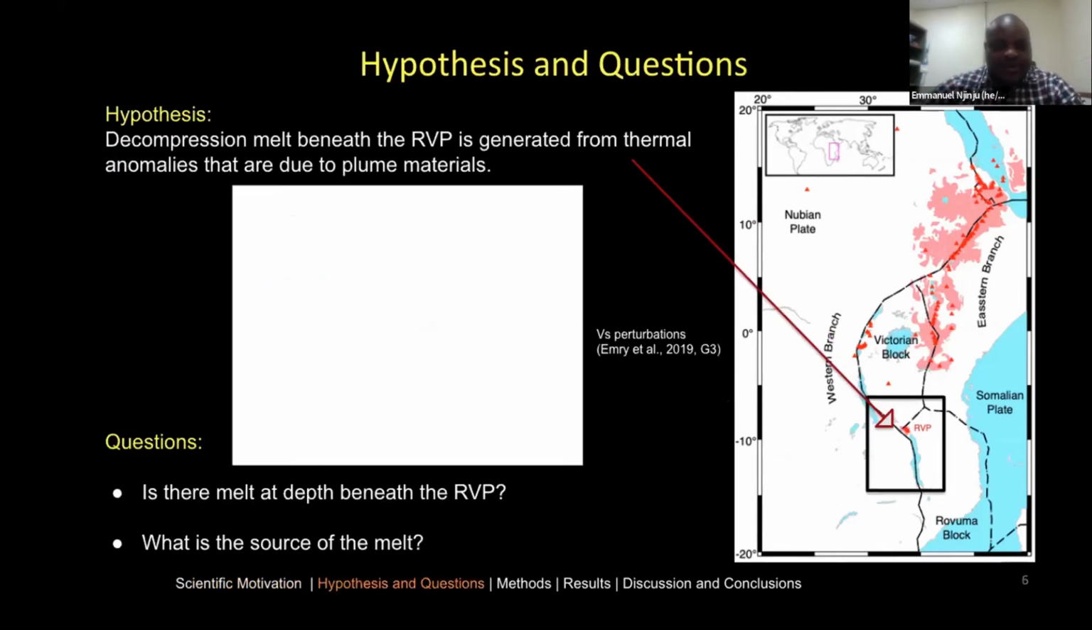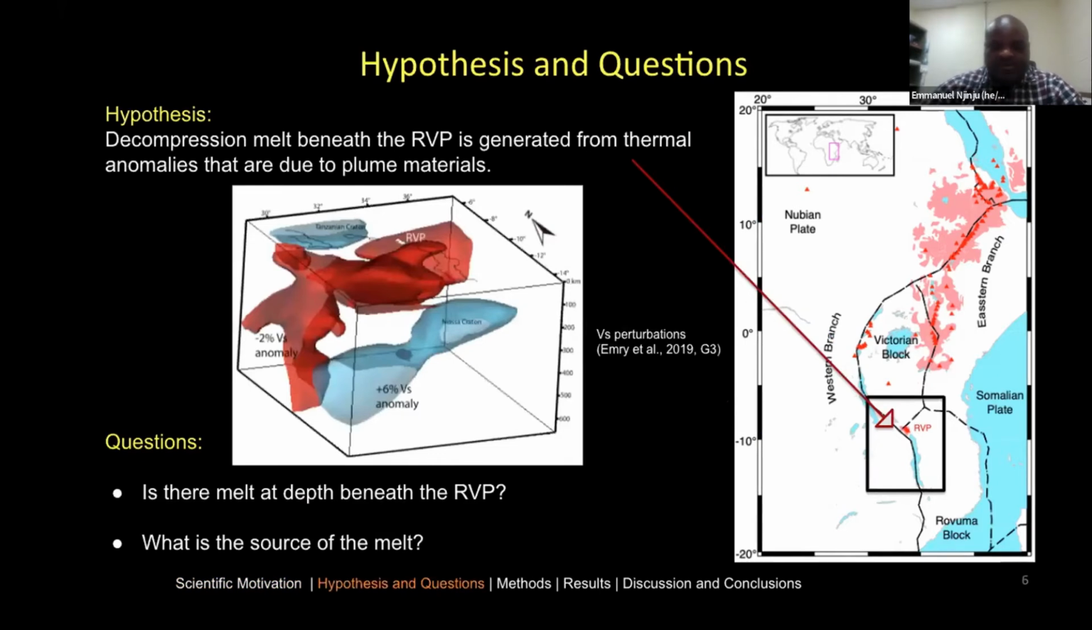So we hypothesize that decompression melt beneath the Rungwe volcanic province is generated from thermal anomalies due to plume materials. And the shear wave tomographic study by Emry et al. suggests the presence of a low velocity zone that rises at depth and flows laterally at horizontal depth to focus beneath the Rungwe volcanic province. Such low velocity anomalies might be due to the presence of plume materials. However, there are still some fundamental scientific questions that remain unanswered, like: is the melt actually at depth beneath the Rungwe volcanic province? And what is the source of the melt?